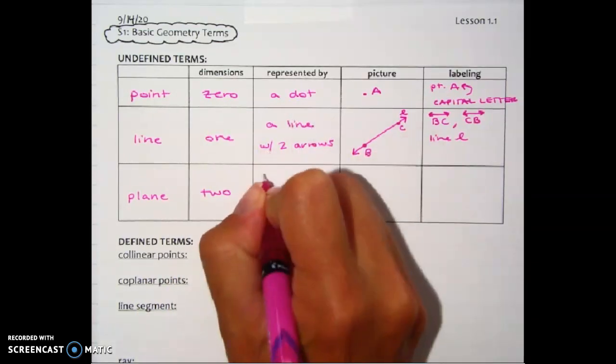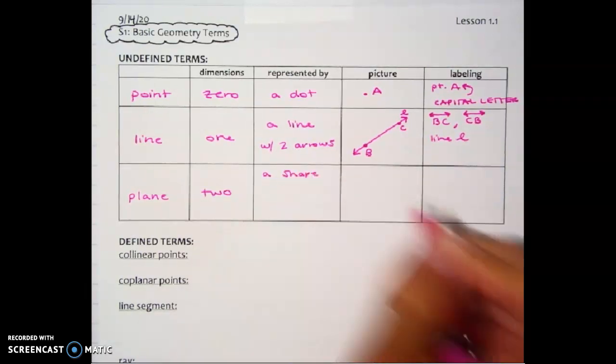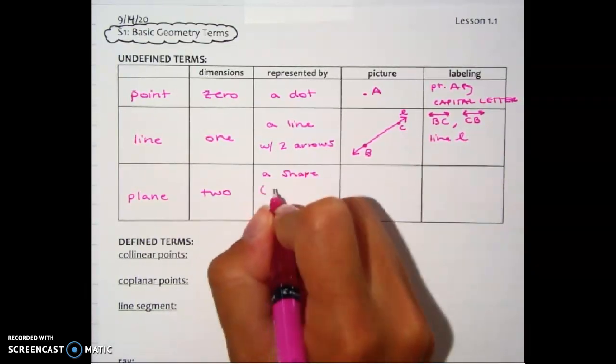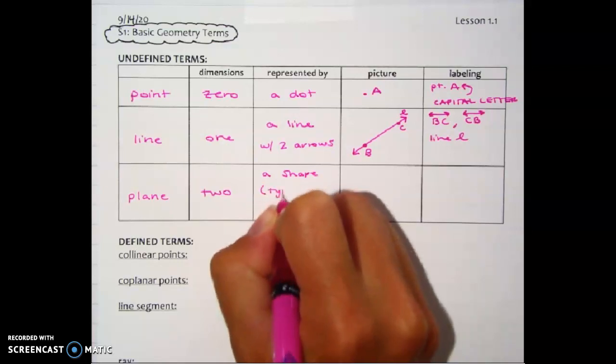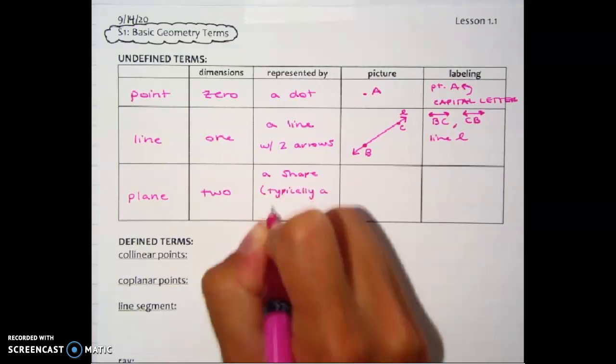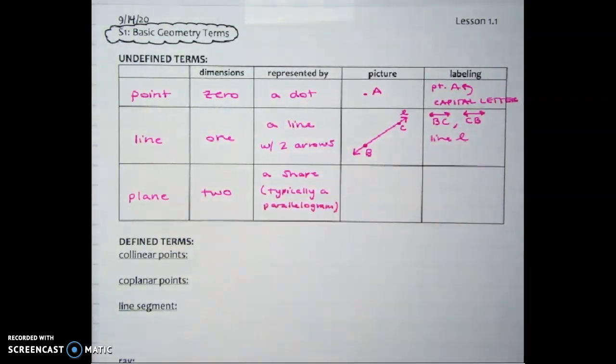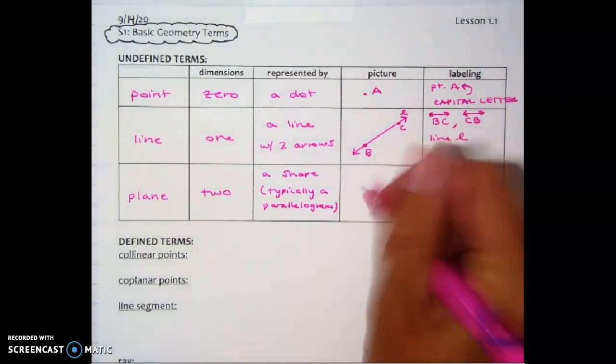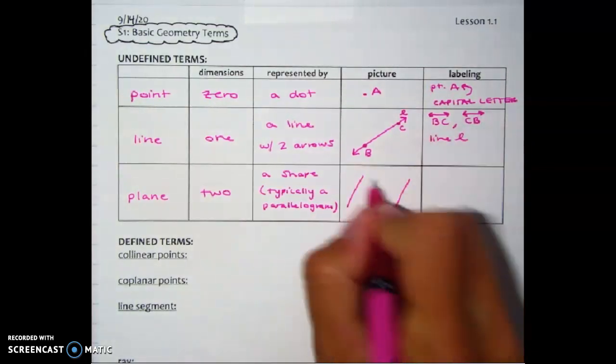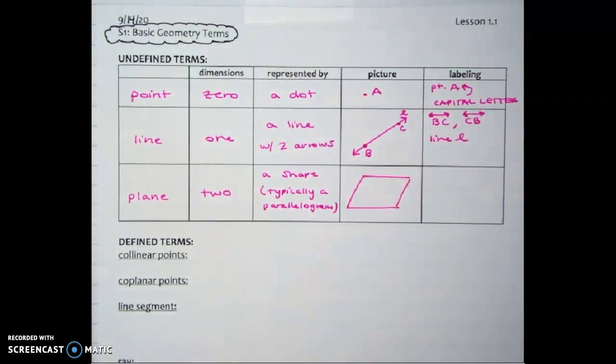Okay, so we're going to say it's represented by a shape, and then I'm going to put in parentheses, typically a parallelogram. Okay, so I'm going to sketch one in this box. So I am going to draw it as a parallelogram. And just like lines, where there were multiple ways to label them, there are multiple ways to identify a plane also.